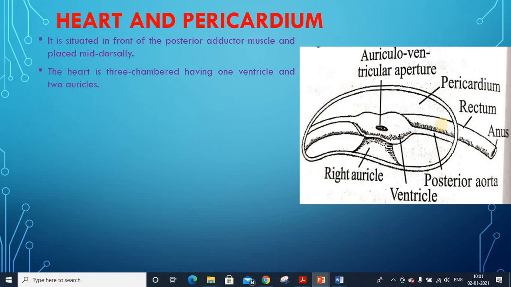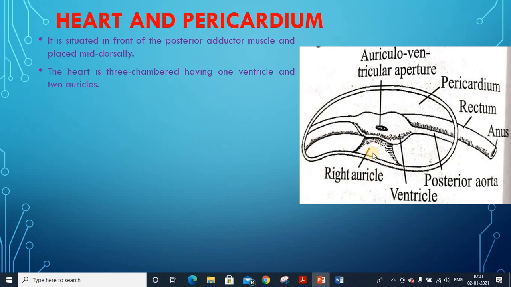Here one thing is important in the case of Unio, which is the most remarkable feature of the circulatory system of Unio: the rectum passes through the ventricle and pericardium. Here you can see the rectum passes through the pericardium, which is the remarkable feature of the circulatory system of Unio.